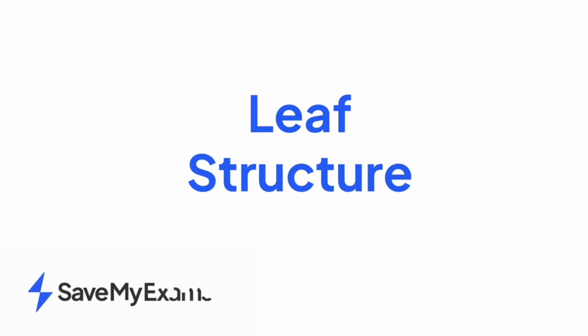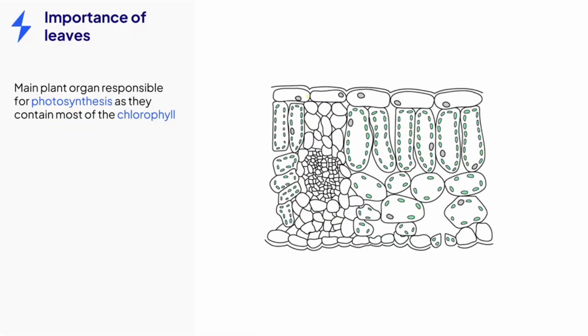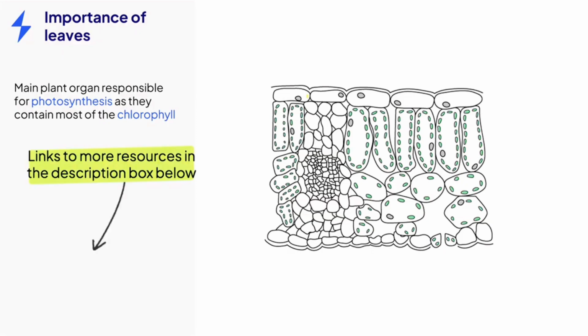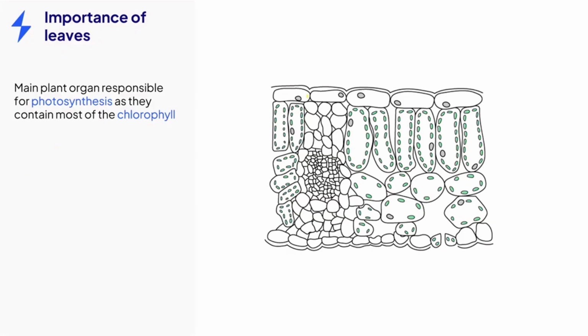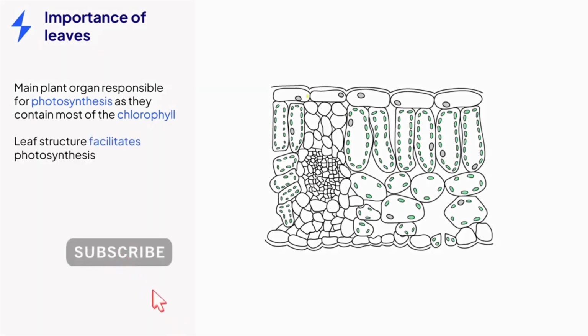This video is on the topic of leaf structure and its adaptations for photosynthesis. Leaves are the main plant organ responsible for photosynthesis, since they contain most of the chlorophyll needed for the process to occur. The specific structure of leaves facilitates the process of photosynthesis in a plant.